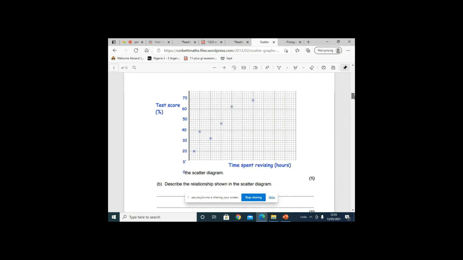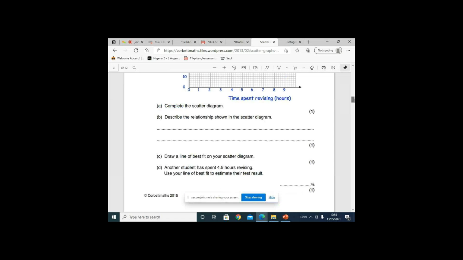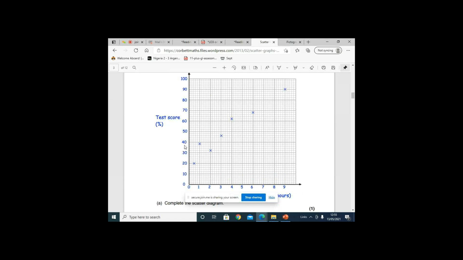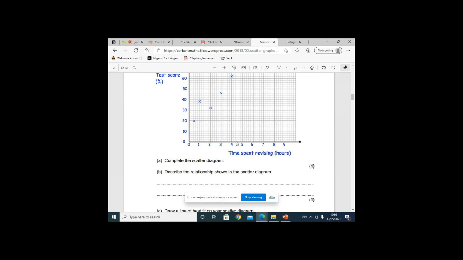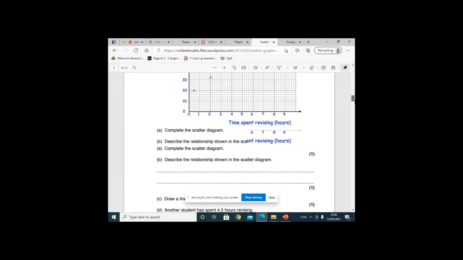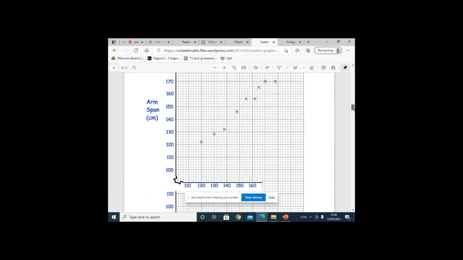So what about this? That is increasing, positive. So it said describe the relationship. That means that as the test cost is increasing, time spent revising is also increasing. Okay, now that's the relationship.